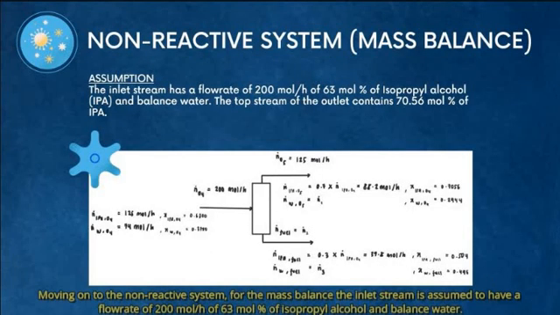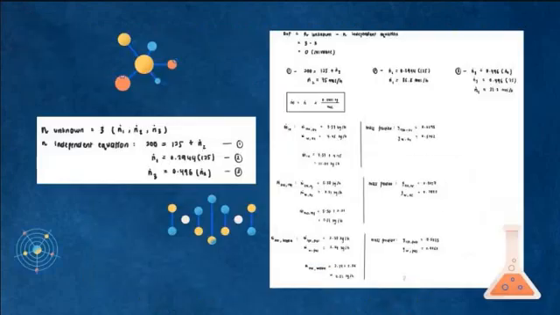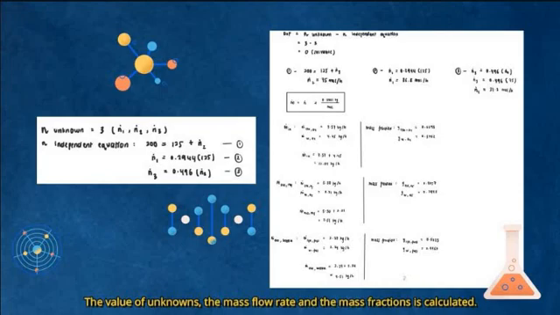Moving on to the non-reactive system, for the mass balance, the inlet is assumed to have a flow rate of 200 mol per hour of 63 mol% of isopropyl alcohol and balanced water. The top stream of the outlet contains 70.56 mol% of IPA. From the flow diagram, there are three unknowns and three independent equations identified, which resulted in 0 degrees of freedom. The value of unknown, the mass flow rate, and the mass fraction is calculated.